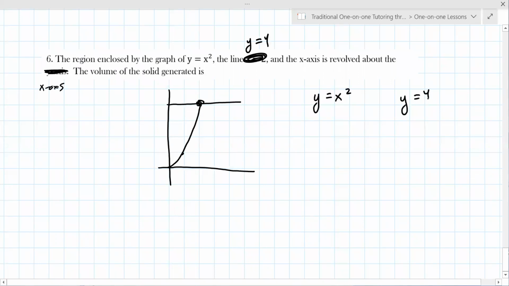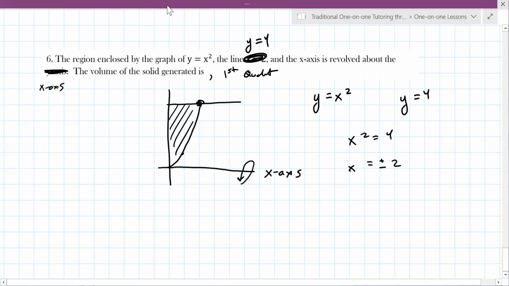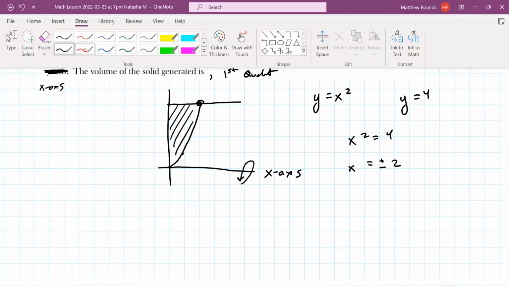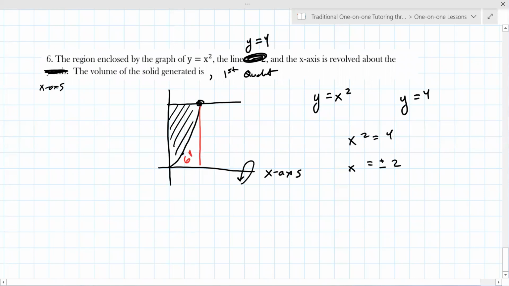The first thing I would do is set them equal to each other. And you already know the answer to this. You know that x equals plus or minus 2. But I imagine I've also said that we're only in the first quadrant. So this is the region that you're revolving around the x-axis. Now this is different than the previous problems because there's now a gap. See how there's a distance between the thing you're revolving around and your area. When there's a gap like this, it is called a washer problem.